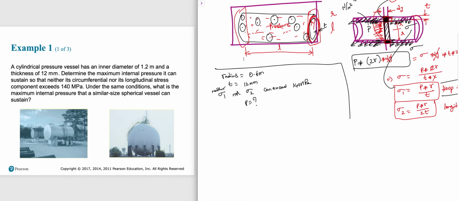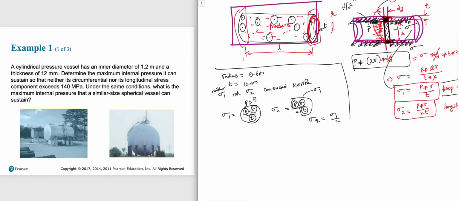Which one is max? Sigma 1 or sigma 2? For given P, look at the formula. Sigma 1 is P times radius over thickness. Sigma 2 is P times radius over 2 times thickness. For a given pressure, given radius, and given thickness, because in this case radius and thickness are the same, and for given P, which one will be max? Sigma 1 or sigma 2? Sigma 1 will be max. Because PR over T is sigma 1, you can just say sigma 2 is sigma 1 over 2. That means sigma 2 is half of sigma 1.